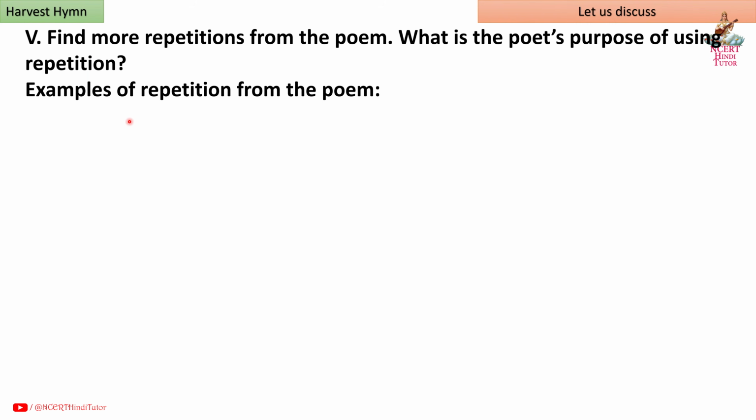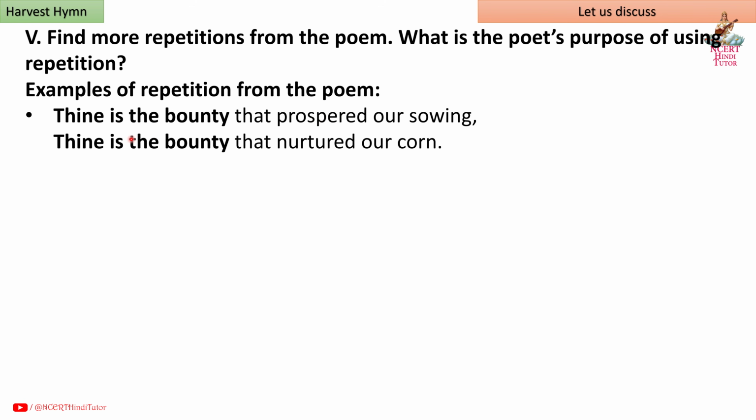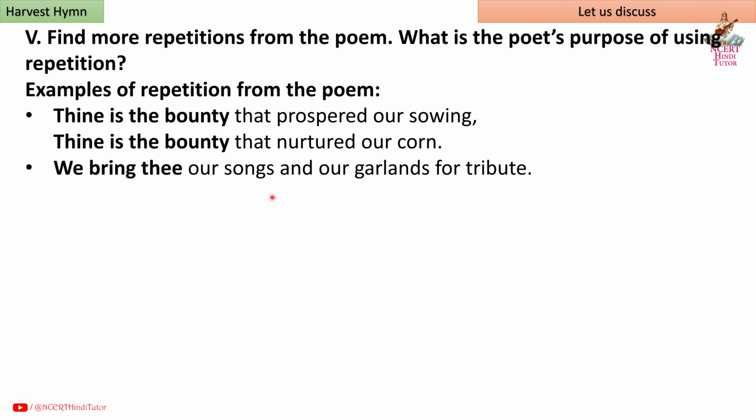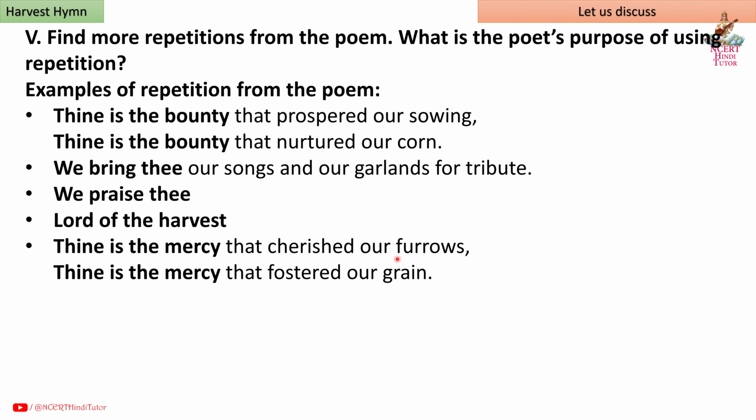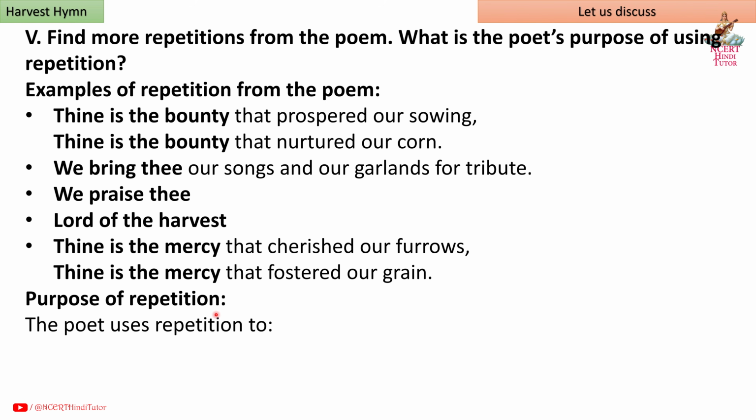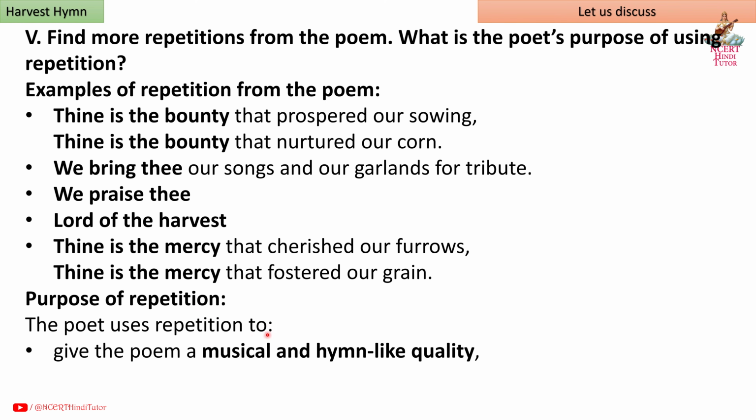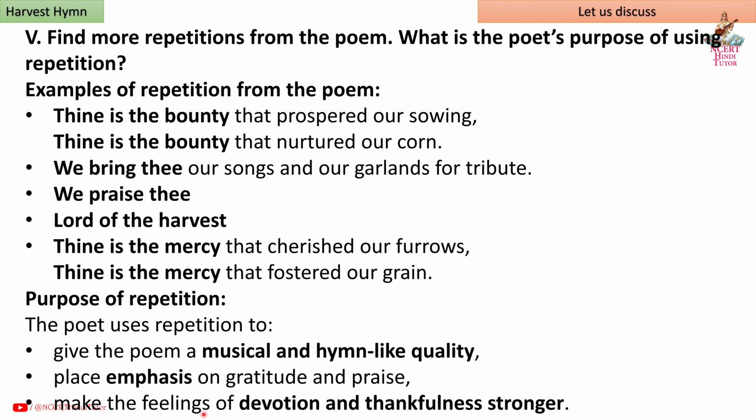Answer. Examples of repetition from the poem. Thine is the bounty that prospered our sowing. Thine is the bounty that nurtured our corn. We bring thee our songs and our garlands for tribute. We praise thee, Lord of the harvest. Thine is the mercy that cherished our furrows. Thine is the mercy that fostered our grain. Purpose of repetition. The poet uses repetition to give the poem a musical and hymn-like quality, place emphasis on gratitude and praise, make the feelings of devotion and thankfulness stronger.